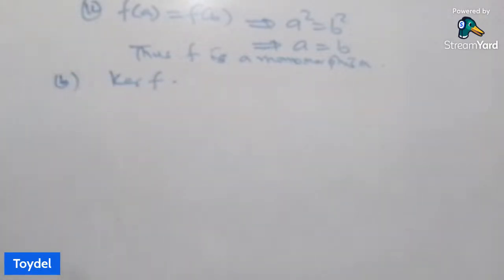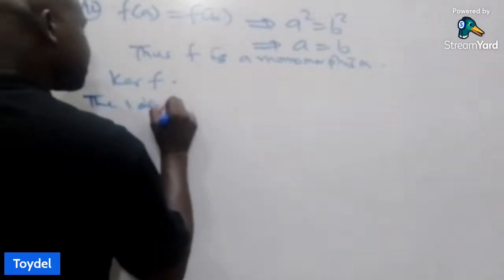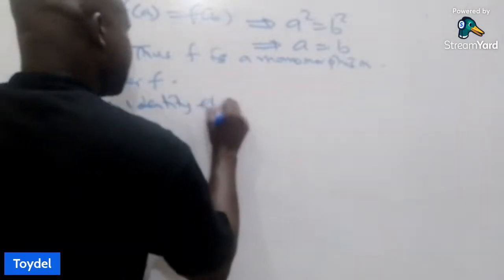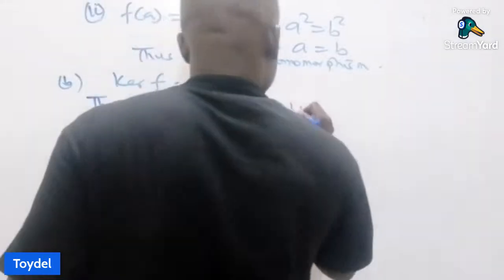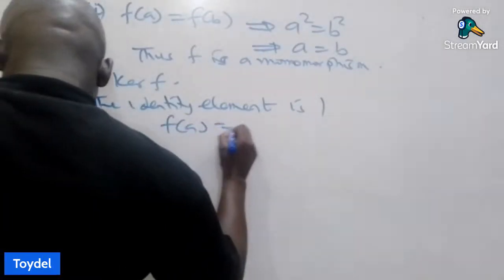So how do we find the kernel of f? We must know the identity. The question is under multiplication, so the identity element here is 1. Okay. f of a is equal to 1.